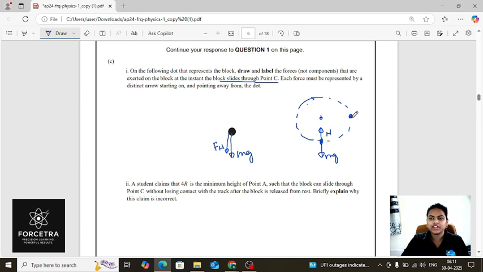And when you reach this point, mg is acting this way, and the normal force is acting in this direction. And when you reach the top, mg is acting downwards, and the normal force is also acting downwards. This is the case where the velocity at this point is greater than the minimum velocity.